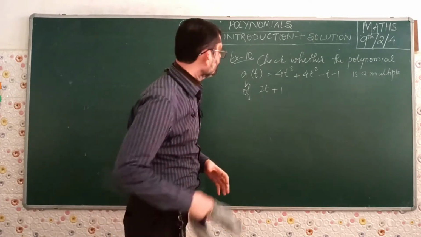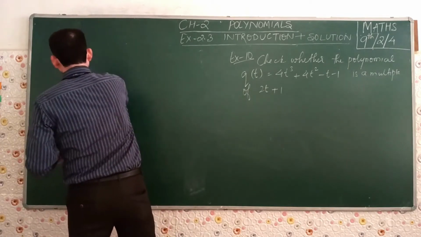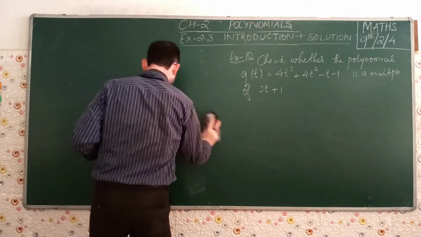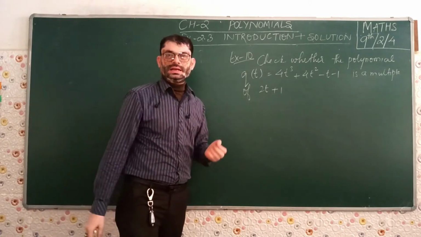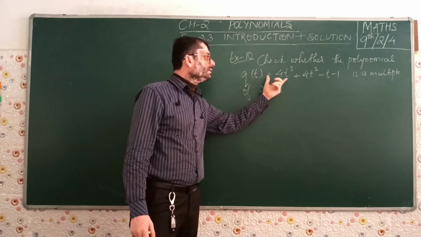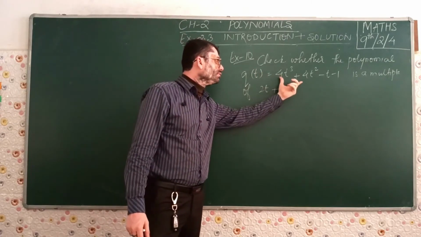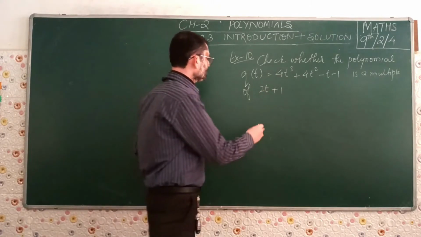If the remainder becomes 0, then we can say that this g of t is a factor of q of t, or we can say that 2t plus 1 is a factor of q of t, or this is a multiple of this. Clear? Now let us move on.